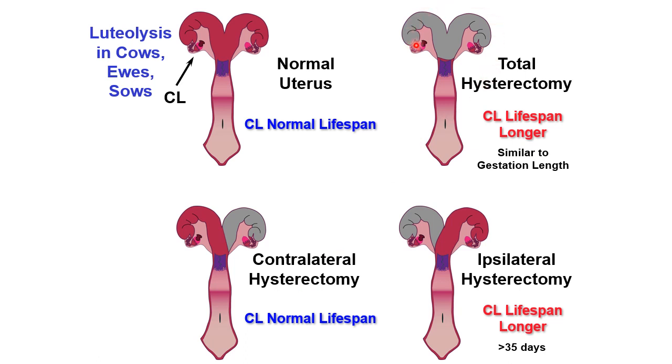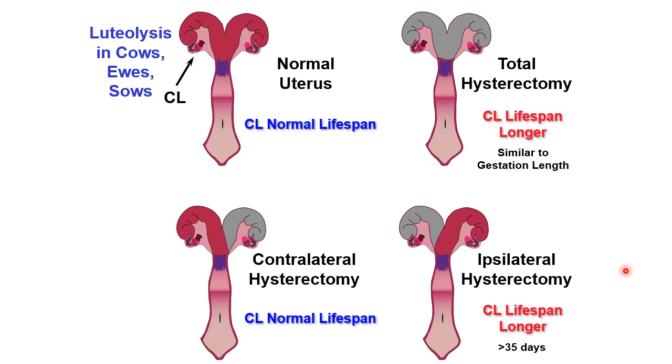With total uterectomy, so total uterectomy is the removal of the uterus as well as the uterine horns, the CL lifespan is similar to the gestation length, and in the ewe, the gestation length is about 148 days. So that will also be the lifespan of the CL, and that is longer than the usual 15 to 17 days.